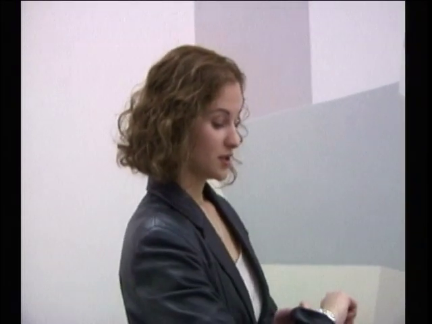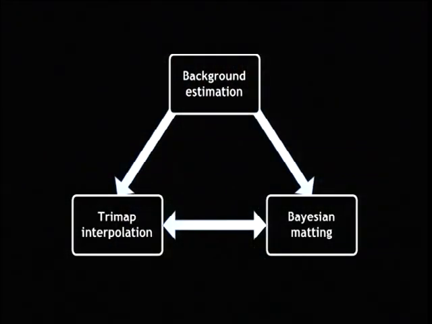In this paper, we introduce video matting, which extends still image matting techniques to moving images, such as this sequence. Our system is composed of three main components. Trimap interpolation computes a trimap for every frame in the sequence. Bayesian matting computes an alpha estimate. Finally, when possible, we reconstruct a background to improve our results.